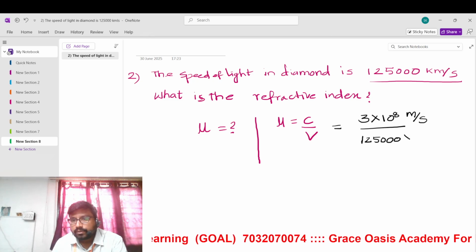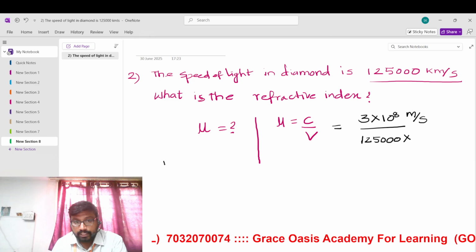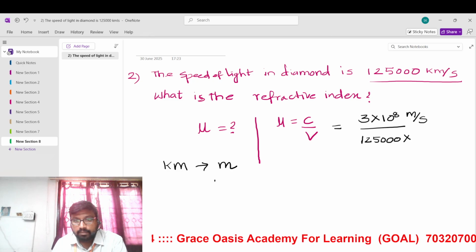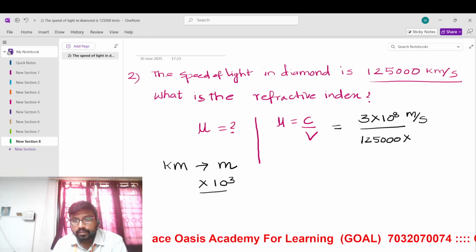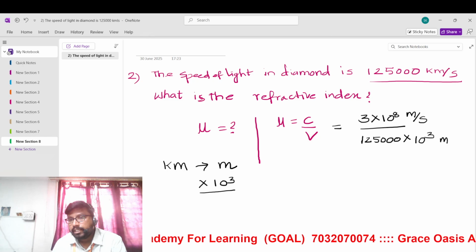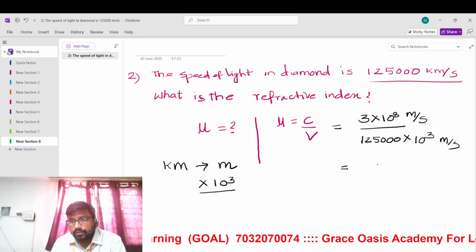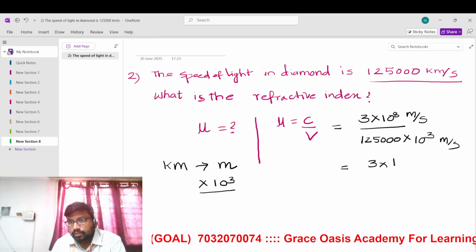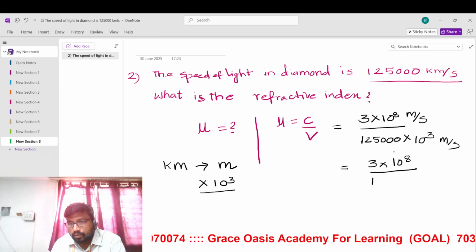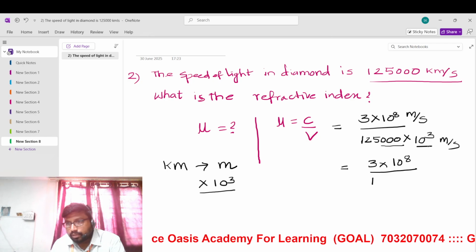so we need to convert. Okay, so how much we need to convert? Kilometer to meter conversion, how we'll convert? We'll multiply with 10 to the power of 3. We need to add 3 zeros. Then it will become meter per second, right? Here conversion is very important. So now 3 into 10 to the power of 8 by 125 into 10 to the power of 6.